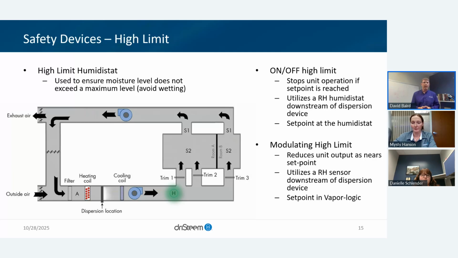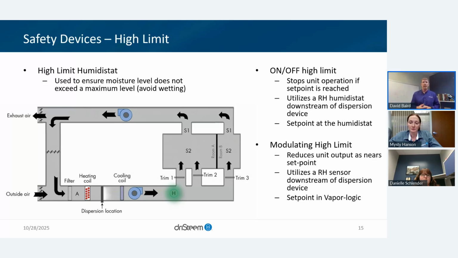If you're working with anything other than vapor logic, it's simply on-off. I've reached that set point, which is done at that local controller, and I've stopped until it is okay to run again. I would say most of the time, people use that modulating high limit. I'd rather get as close to that target as I can without overshooting versus just stopping.